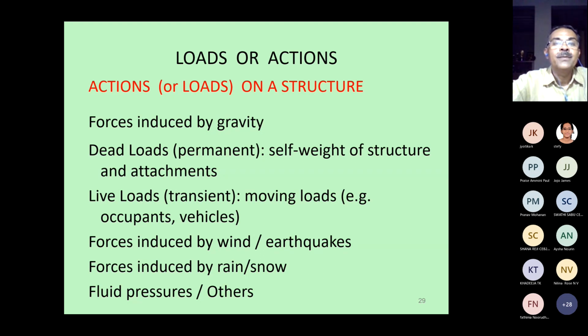And then come live loads or imposed loads. Imposed loads need not be present in the structure at all times, just like the occupying persons' load, part of our furniture. Sometimes they are moving loads, like occupants may move, vehicles may move. So the direction and the positions can change, but mostly they are also in the gravity direction, that is in the vertical axis. Then there are forces induced by wind or earthquakes.